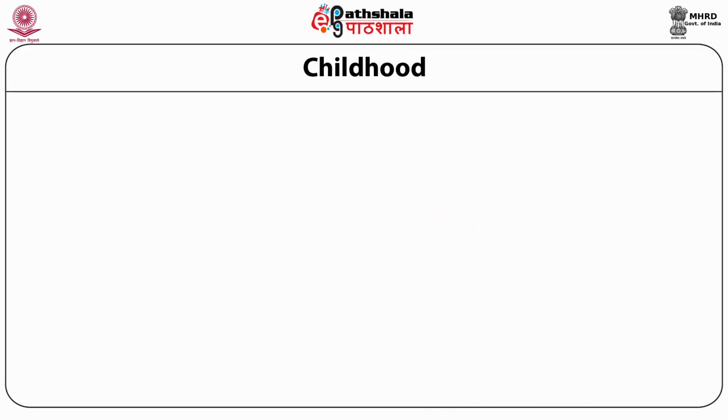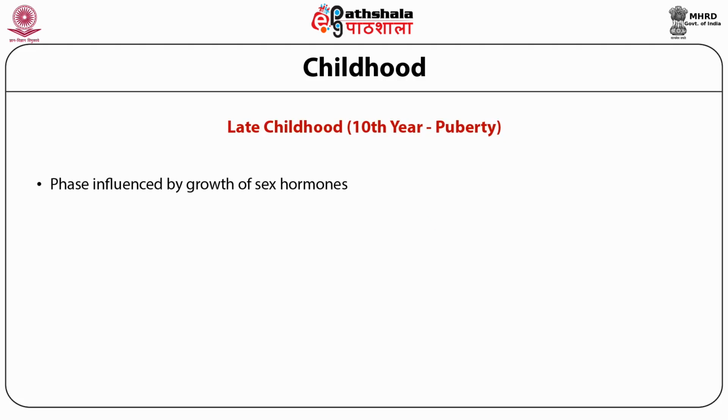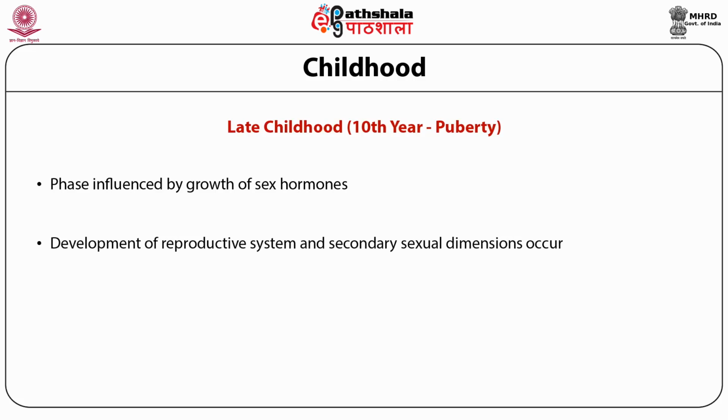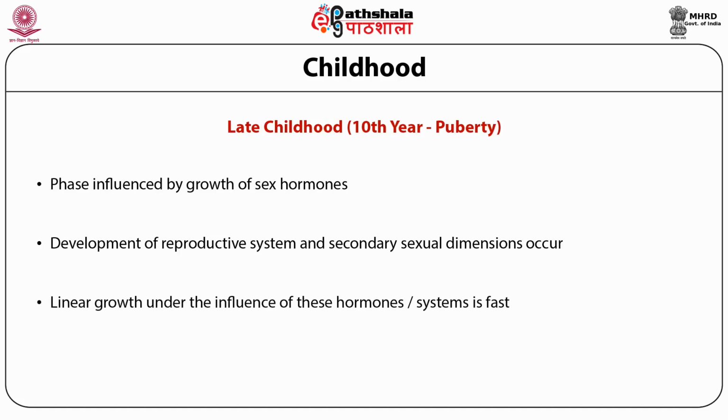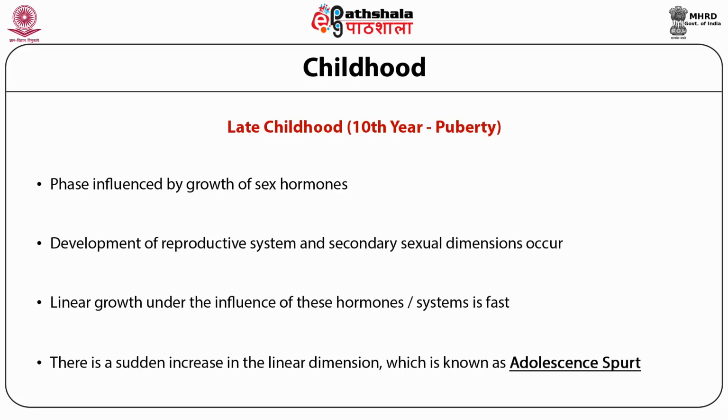The last phase of childhood, that is late childhood, starts from the 10th year onward till the attainment of puberty among children. This phase is influenced by the growth of the sex hormones. It can be called the prepubertal stage, and it marks the beginning of the adolescent growth spurt and sexual dimorphism in body size and proportion. The linear growth under the influence of these hormones is quite rapid during this phase. There is a sudden increase in the linear dimensions, which is called the adolescent spurt.